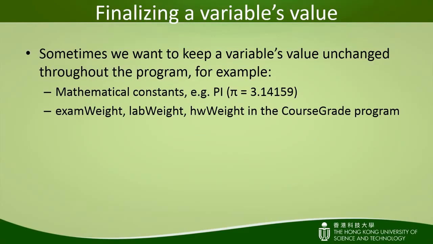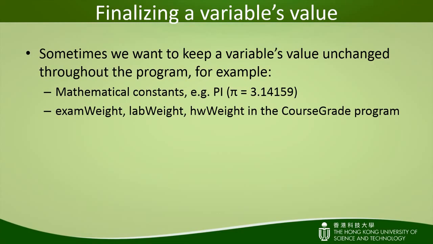Sometimes, we want to keep a variable's value unchanged throughout the program. For example, identifiers for mathematical constants such as pi. Pi is given the value 3.14159 here. This is the constant you use in computing the perimeter and area of circles. In a course grade program, exam weight, lab weight, homework weight can be considered as constants.